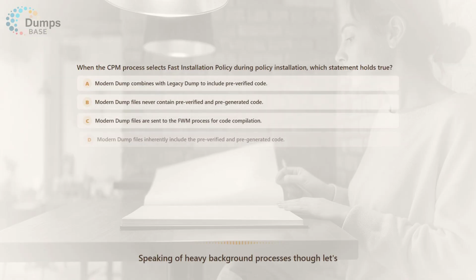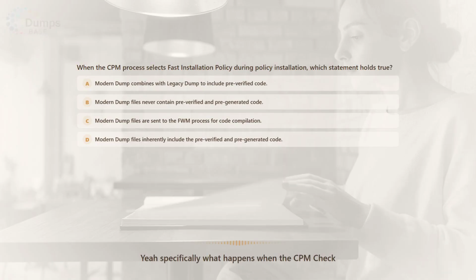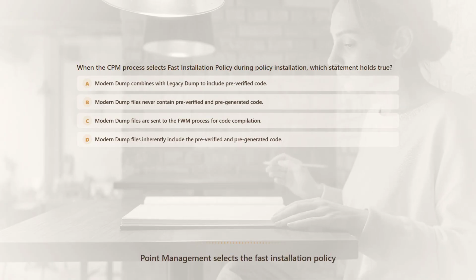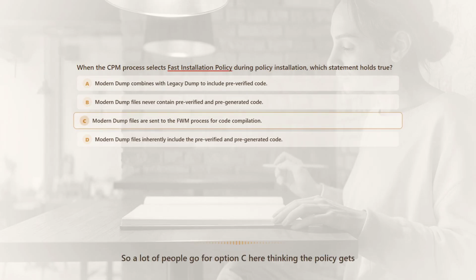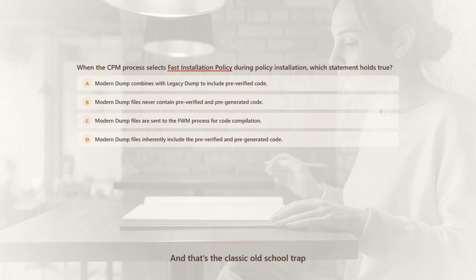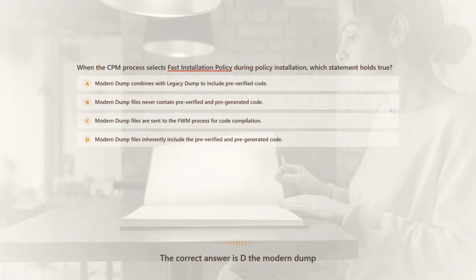Speaking of heavy background processes, though, let's look at policy installation for question 3. Yeah, specifically, what happens when the CPM selects the fast installation policy? So a lot of people go for option C here, thinking the policy gets sent to the FWM. And that's the classic old school trap. FWM is the legacy process. The correct answer is D.